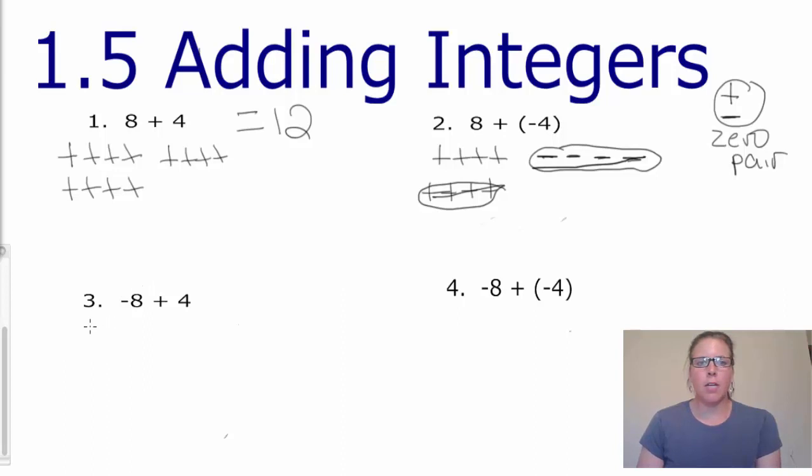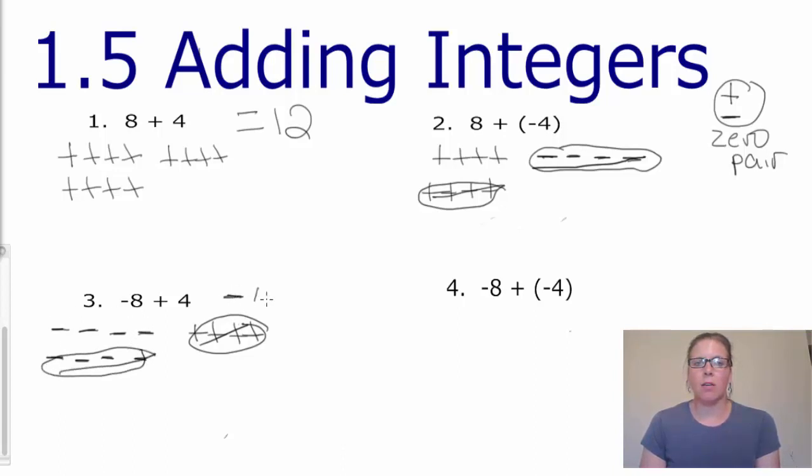Okay, so moving on to number 3. So now we have 8 negatives. You notice up here, the negative 4 was in parentheses. Sometimes they put them in parentheses, sometimes they don't. It's the same thing. That's why it gets a little confusing, because they can write it differently. So let's do 8 negatives and 4 positives. Now we can do some 0 pairs. Those cancel. We're left with 4 negatives. So negative 4 is left.